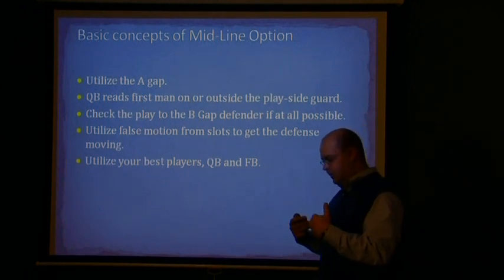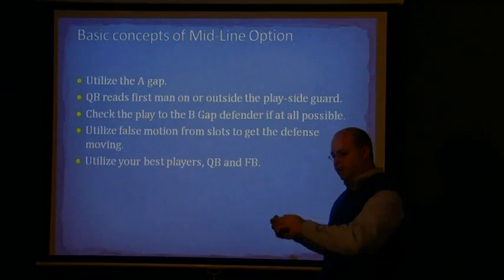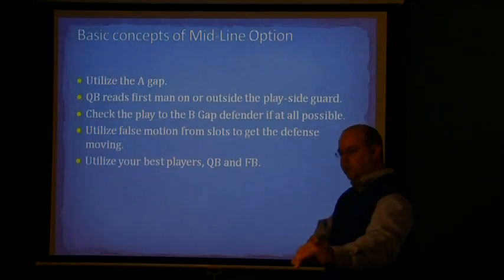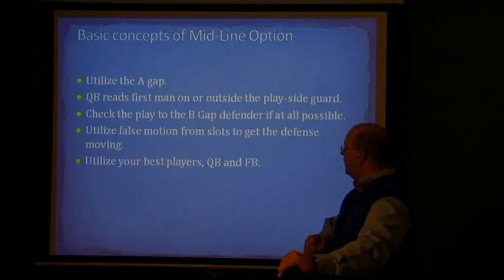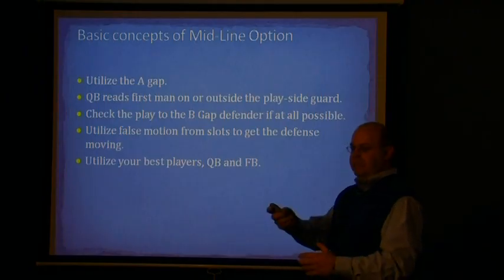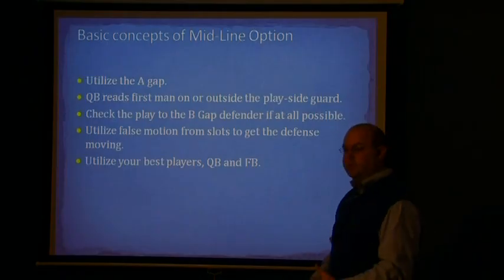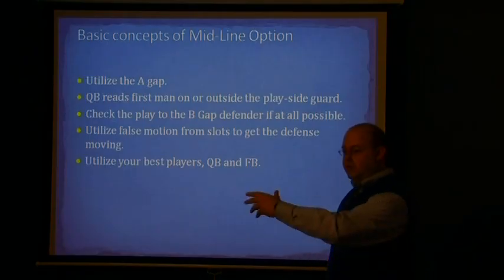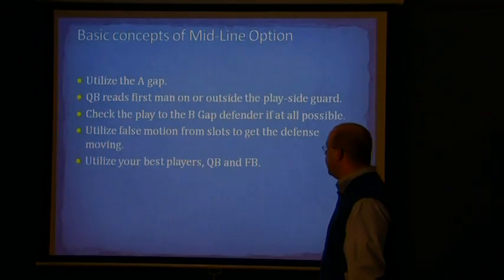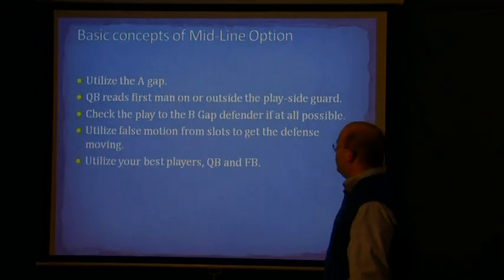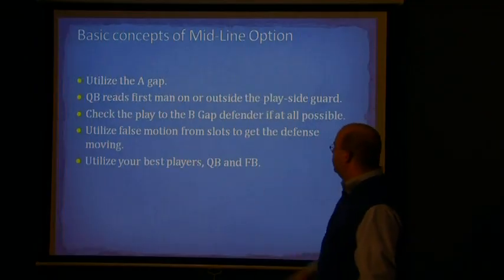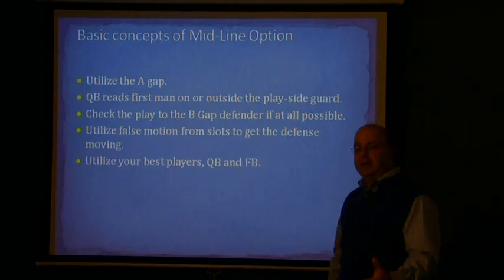Again, if he charges upfield, obviously we want him to give the ball. If he comes down, we want him to pull the ball. And if for some reason he slants inside and our guard picks him up and blocks him, now we tell our quarterback to pull the football and run the next option of that. We always want to try to check the play to the B-gap defender if at all possible.